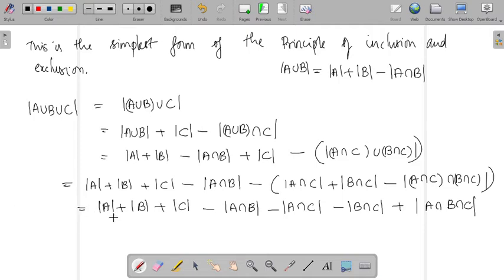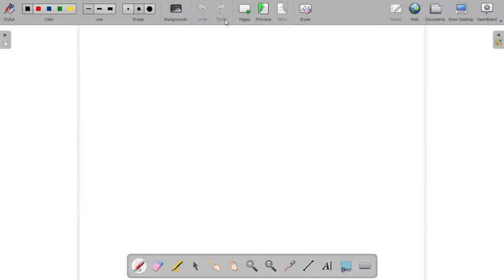Cardinality of A union B union C is, so these three are included and this has to be excluded. So that is the value for cardinality of A union B union C. And if you extend it to more number of sets, this is what you are going to get.